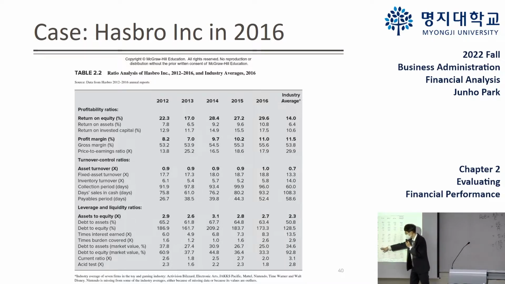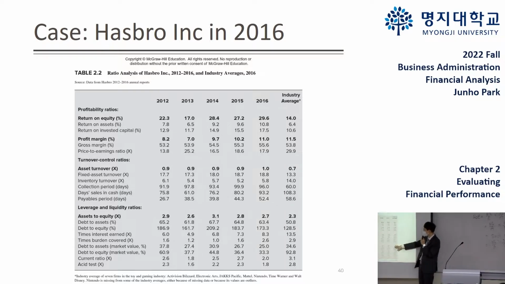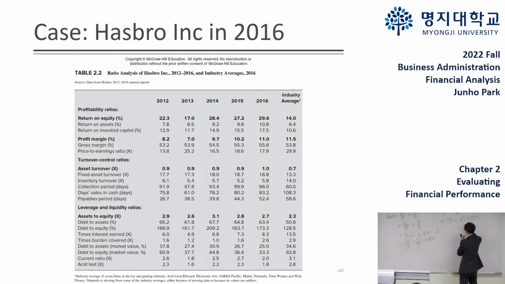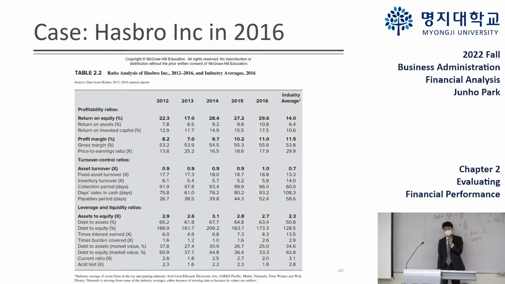If we take a look at assets to equity, which is the equity multiplier, Hasbro's equity multiplier ranges from 2 to 3, but on the contrary, the industry average is lower than that. Therefore, we can argue that ROE of Hasbro is slightly higher than its peers because Hasbro is using more leverage. Because ROE is calculated as profit margin times asset turnover times equity multiplier, with a higher equity multiplier, ROE is higher. So it is a mechanical calculation.